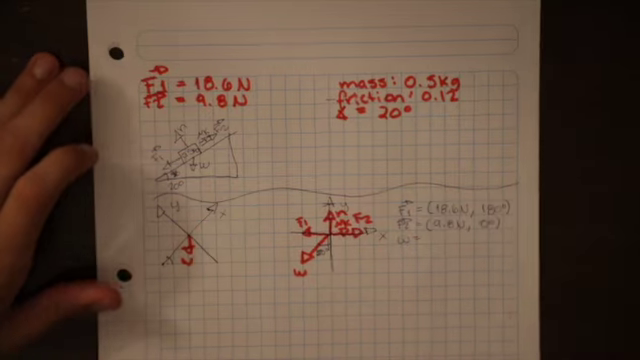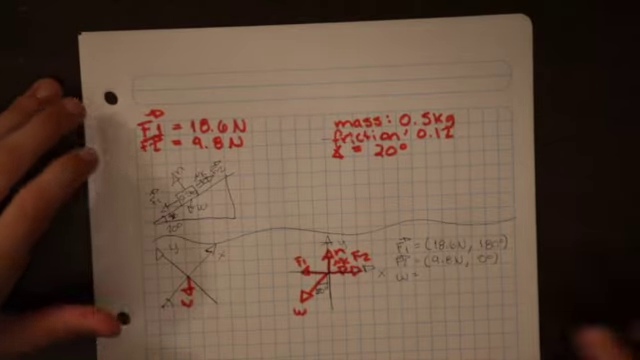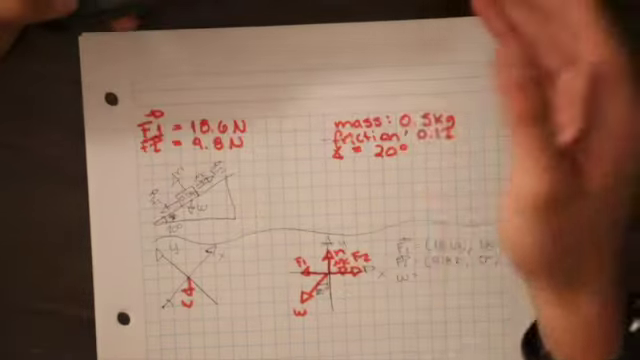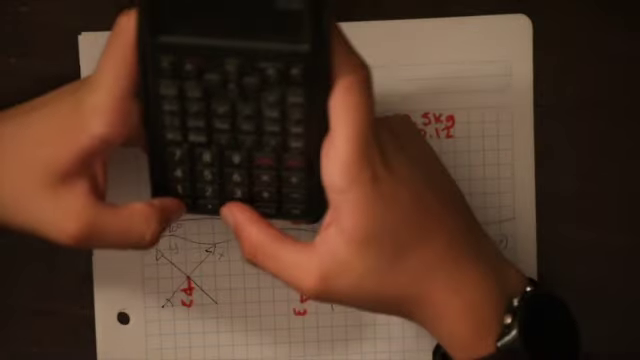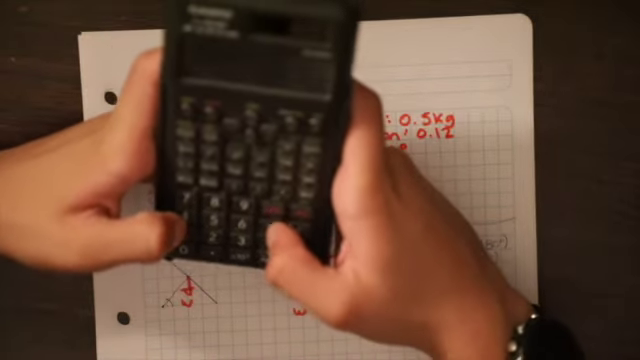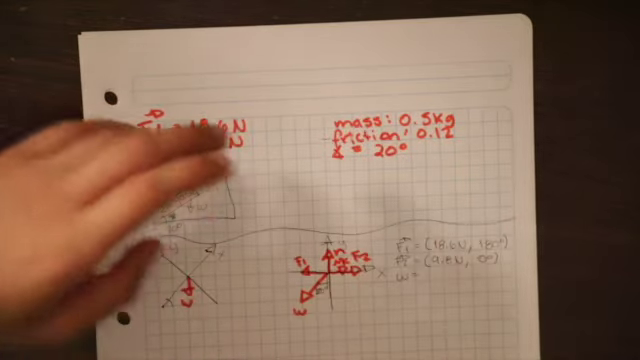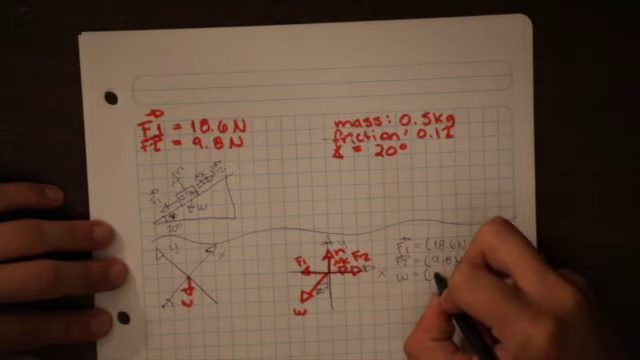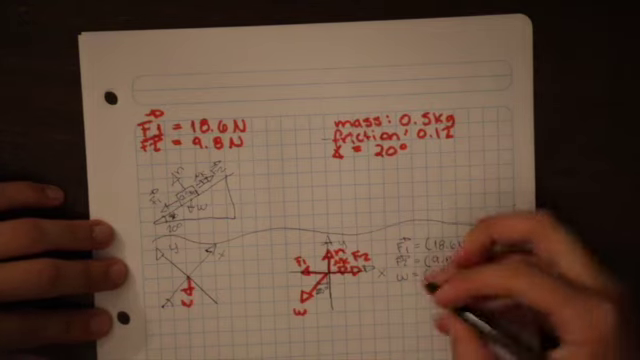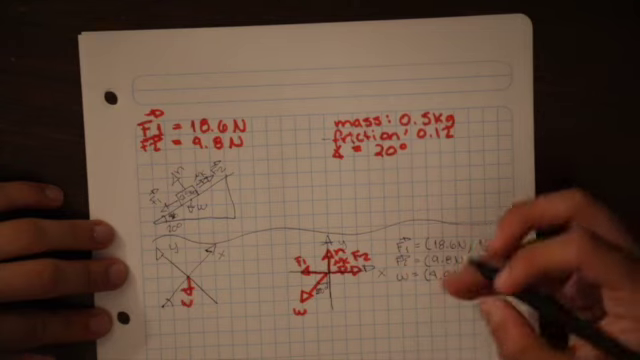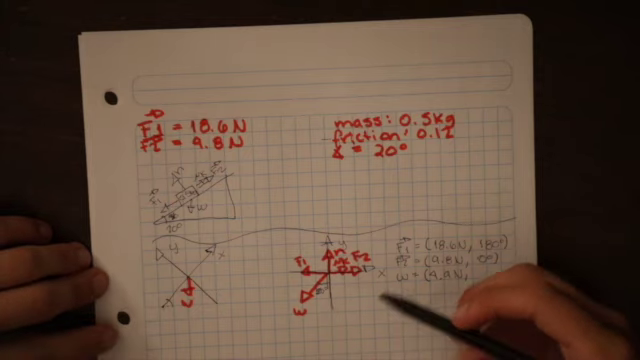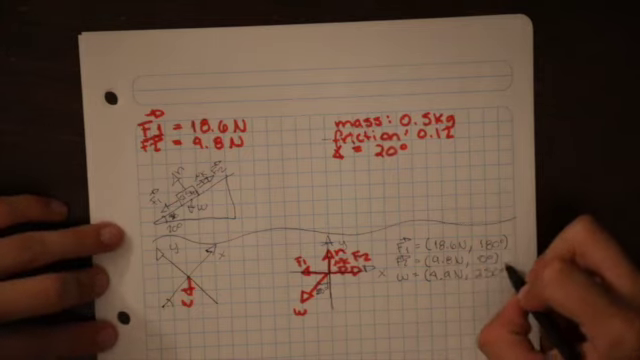Now we have weight. Remember, mass is not the same as weight. Mass uses kilograms and weight uses newtons. How can we know that? You always multiply the kilos times the gravity. So 0.5 times 9.8, which is 4.9 newtons. So we have that our weight is 4.9 newtons, and it's going in this direction: 270 degrees minus 20 degrees, which is 250 degrees.